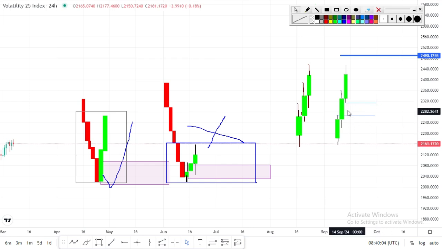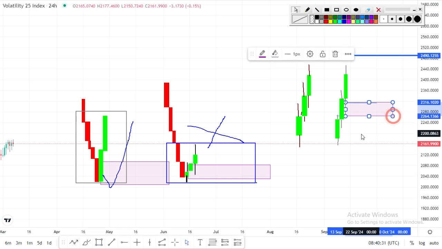There is no overlapping right here, apart from the body of the second candle. So they are not connecting just like this one. You can see that the wick of this third candle is connected with the wick of the first candle. But here, there is a gap between the wick of the third candle and the wick of the first candle. So what we have in between here is what is known as a fair value gap, guys.